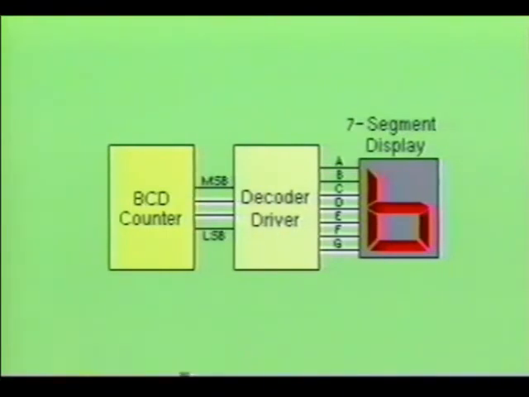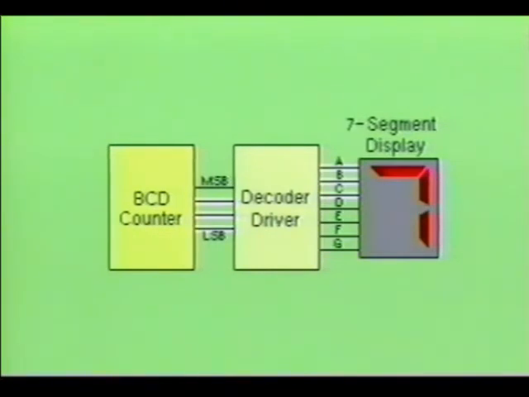When the counter again increases by a count, it produces a BCD code of 0110. This BCD code is then fed into the decoder driver device. The decoder driver decodes the BCD code and causes outputs C, D, E, F, and G to go high, which results in the numeral 6 being displayed.